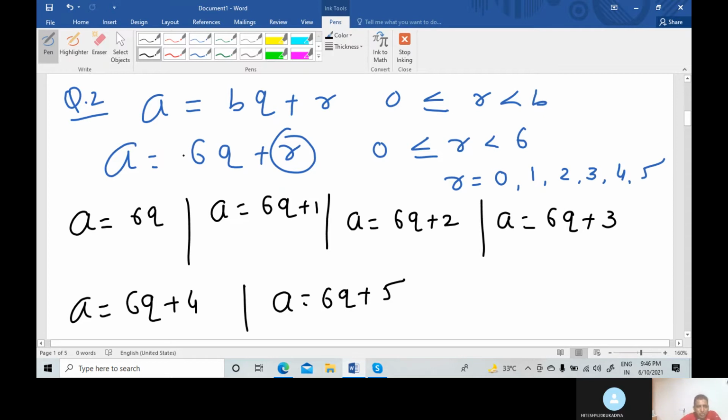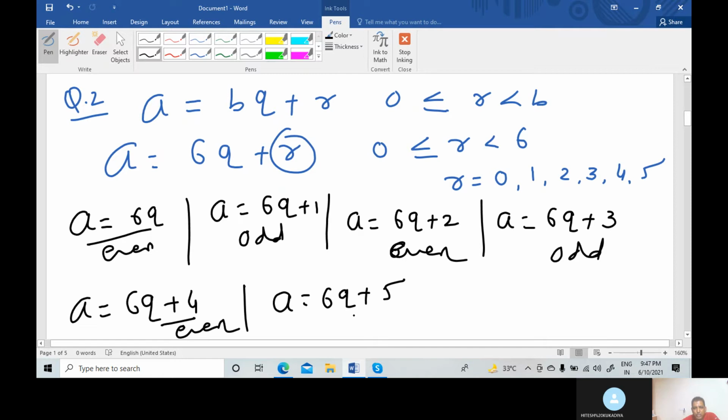Here q is the quotient, and you can choose any value. Suppose q equals 7. 7 sixes are 42, an even number. 42 plus 1 is 43, an odd number. 42 plus 2 is 44, an even number. Then 6 sixes are 36, plus 3 is 39, an odd number. 36 plus 4 is 40, an even number. 6 fives are 30, plus 5 is 35, an odd number.